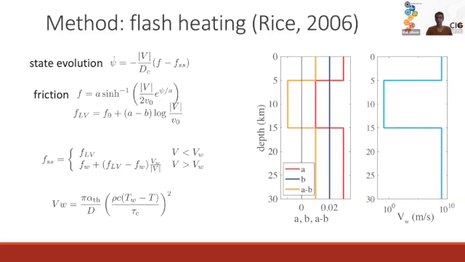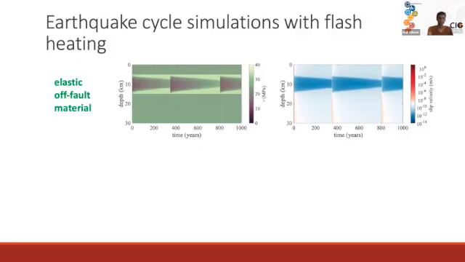So I'm using uniform velocity weakening parameters from 5 to 15 kilometers and uniform velocity strengthening parameters outside of this region, using the weakening velocity shown on the right figure. So flash heating will be able to operate over the entire velocity weakening region, but not outside of it. And I use a uniform effective normal stress of 50 megapascals.